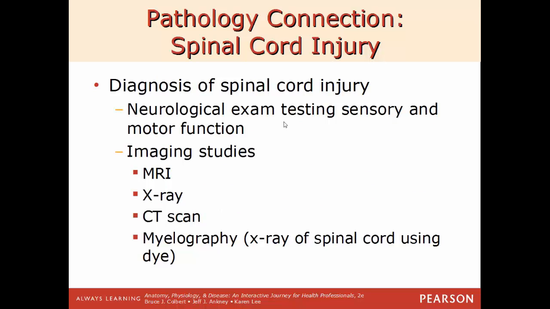Diagnosis of a spinal cord injury: neurological exams, testing sensory and motor functions, imaging studies such as CTs, MRIs or x-rays, or myelography, which is an x-ray of the spinal cord using a particular type of dye.